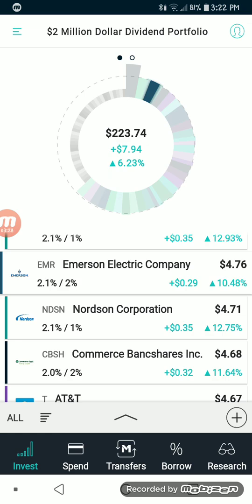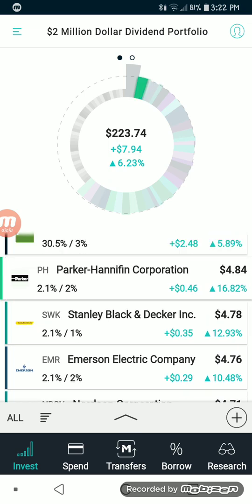For example, EMR, I'm up 29 cents in the position, which is equivalent to 10.48%. The dollar value that I have in this stock is $4.76. Normally EMR costs you about $100, but with this you're able to only spend $4.76 on the stock.